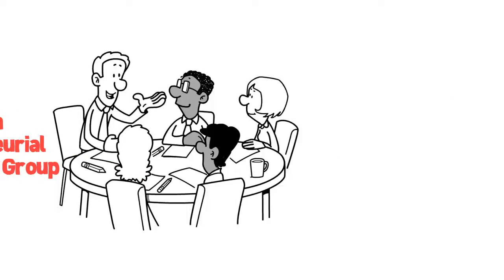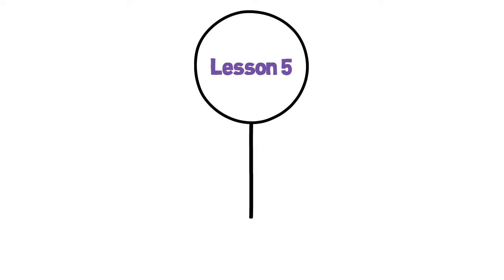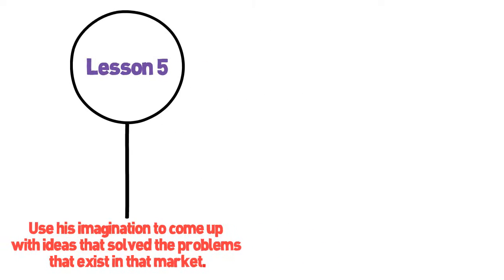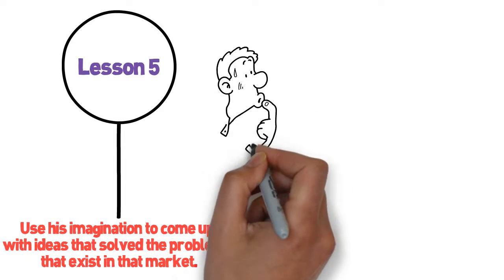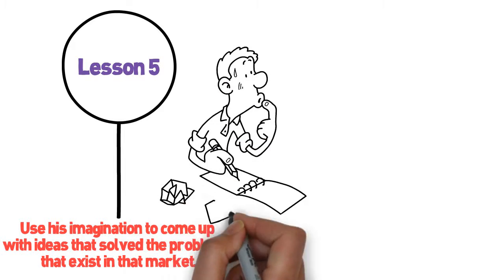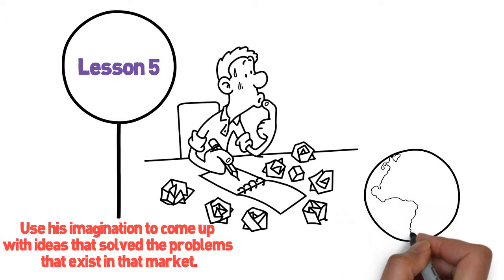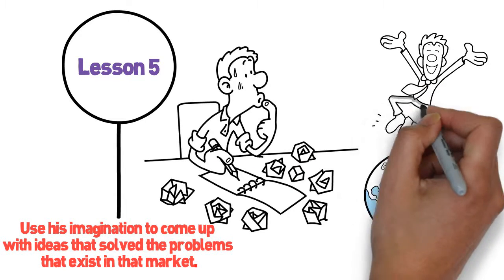After studying the market, Jake then applied Lesson 5 to use his imagination to come up with ideas that solve the problems that exist in that market. He did this by putting his ideas down on a piece of paper and brainstorming, and then narrowed it down to the perfect idea, one that not only met his values, but would also help him to make an impact on the world.